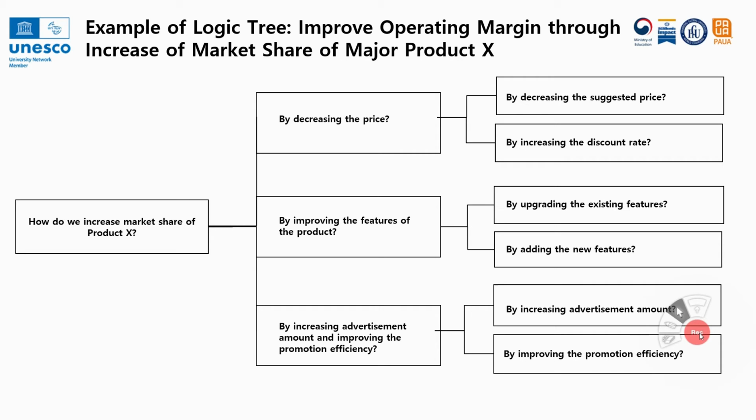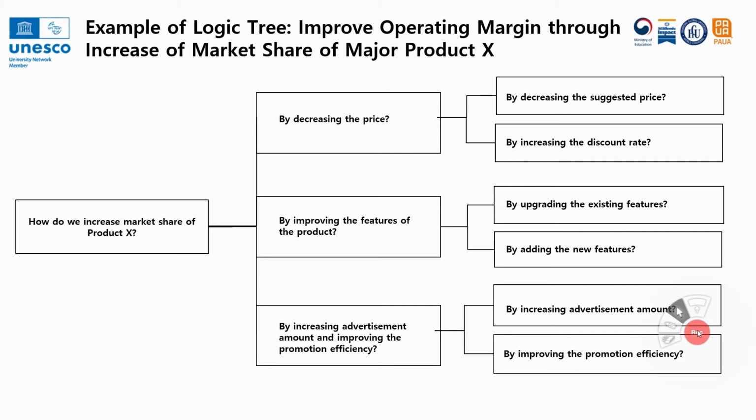And improving the features of the product. There are two ways of improving the features of the product. One is upgrading the existing features. Another way of improving the features of the product is adding new features. So one is about existing features, the other is about new features. Okay. So those two solutions are mutually exclusive and collectively exhaustive.